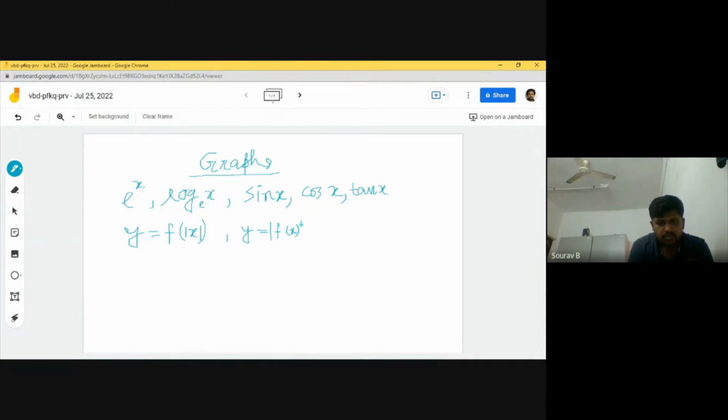So once we know the graph of f of x, then we will be discussing y equal to f of mod x, then y equal to mod f of x, and then mod y equal to mod f of x. We will discuss the possible combinations. So let's go to the first graph, which is y equal to e to the power x.